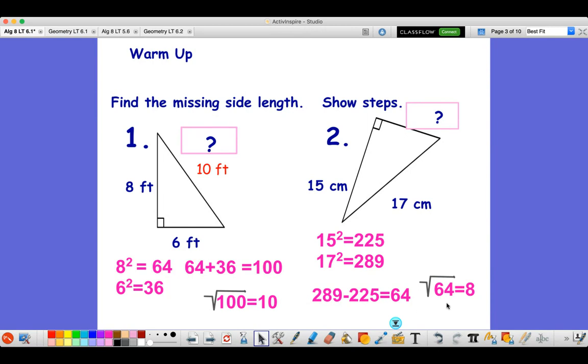Remember that you have to take the square root of that number to get your answer, and so we end up with 8. Let's check. And the correct solution is 8 centimeters.